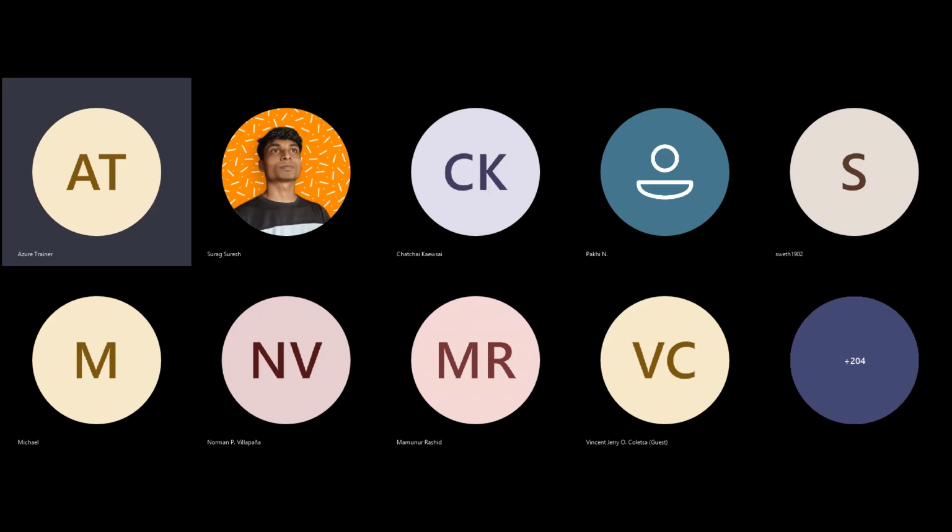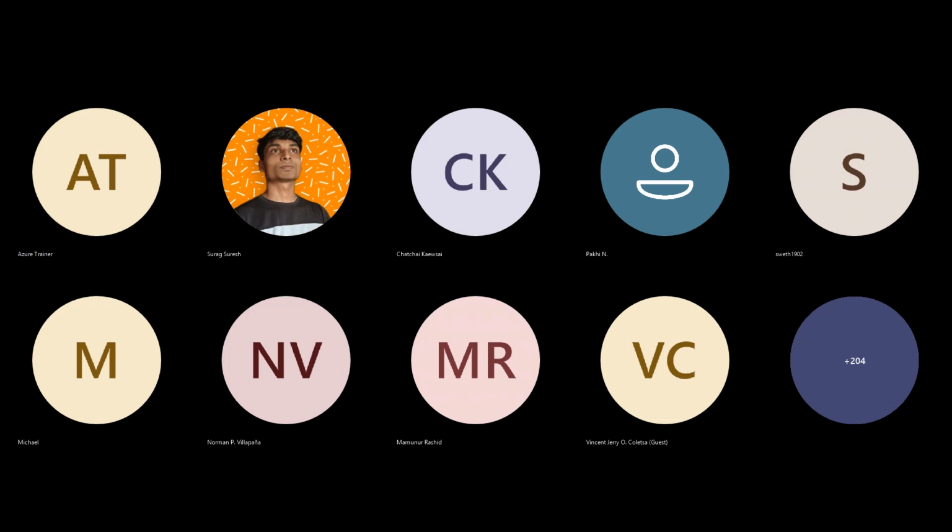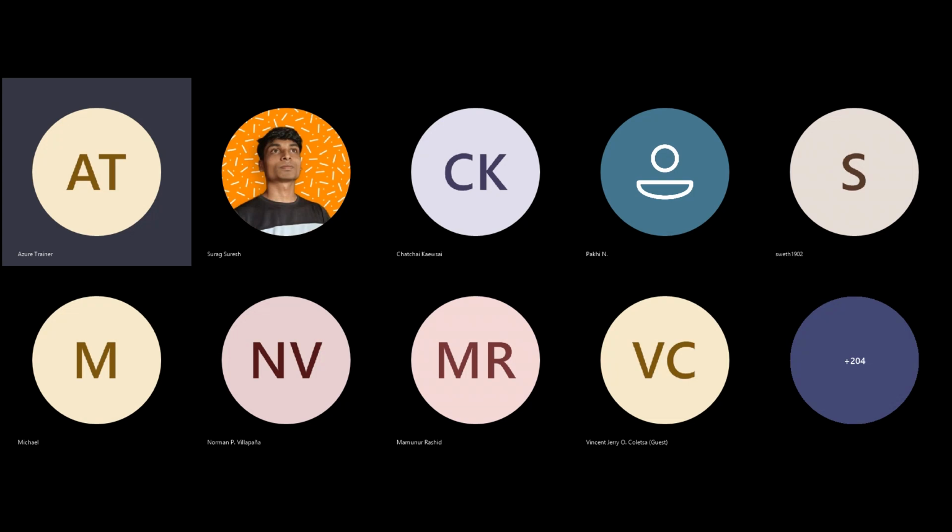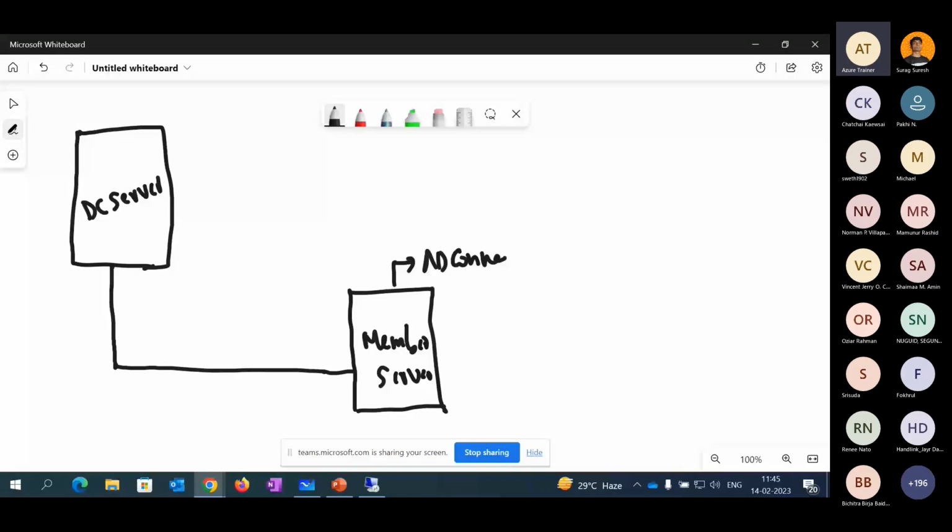Let me take it to the whiteboard now. So the two actions we have completed: your DC server is live now, a user account Ronaldo has been created, and we have configured a member server. Now we are going to add it as part of this domain right away here.